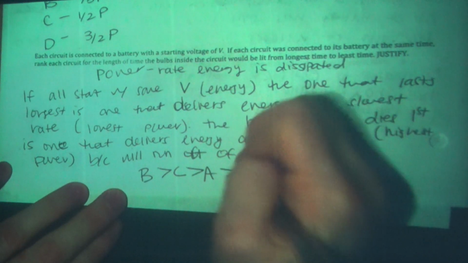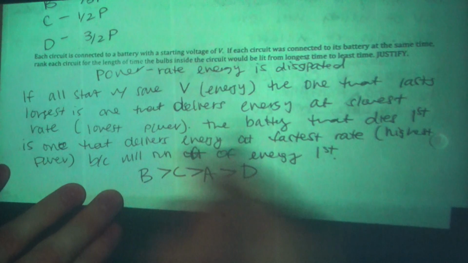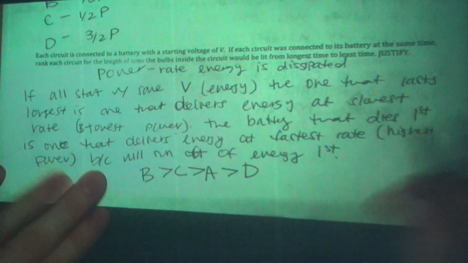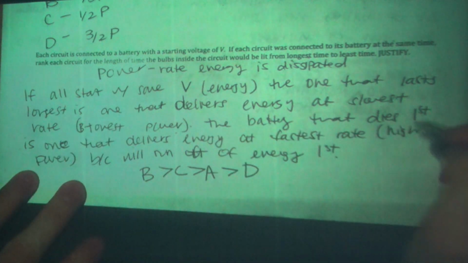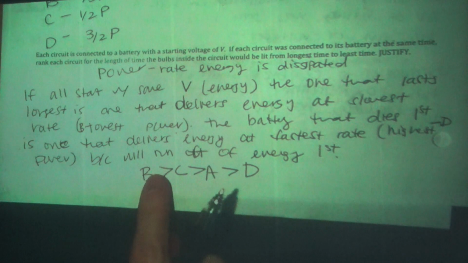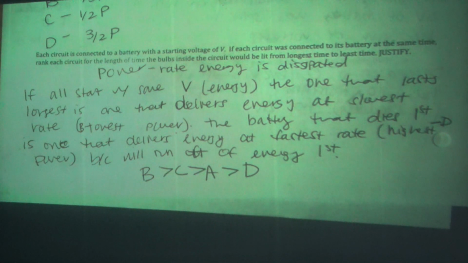So the longest amount of time would be the one that's using energy at the slowest rate, that would be B, then C would be next, then A, and the one that's using it at the fastest rate is D. So the one that delivers energy at the slowest rate, the lowest power, that was B. The one that was the highest power, that was D right here. So that's our justification. It had to do with the power, the rate that it's using energy.